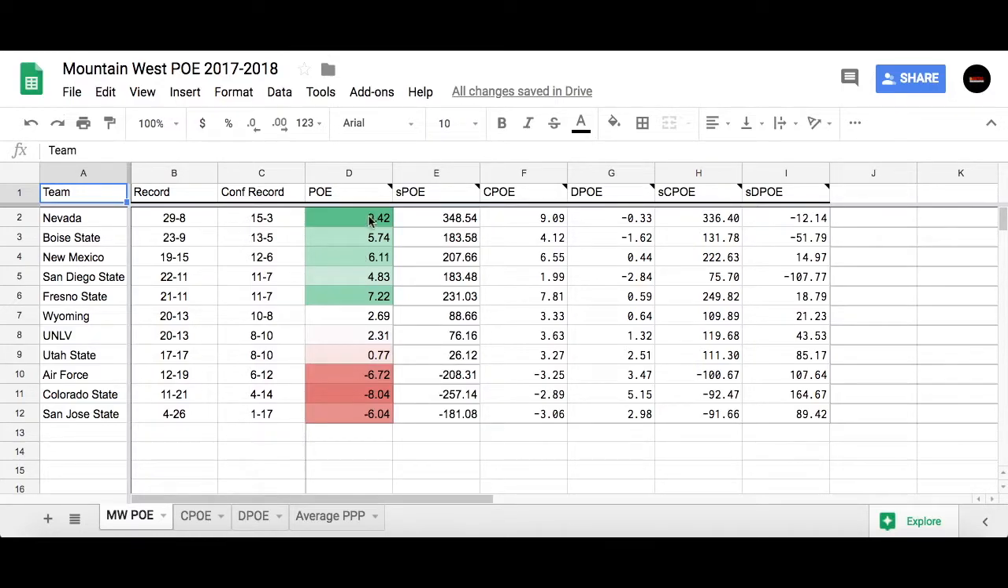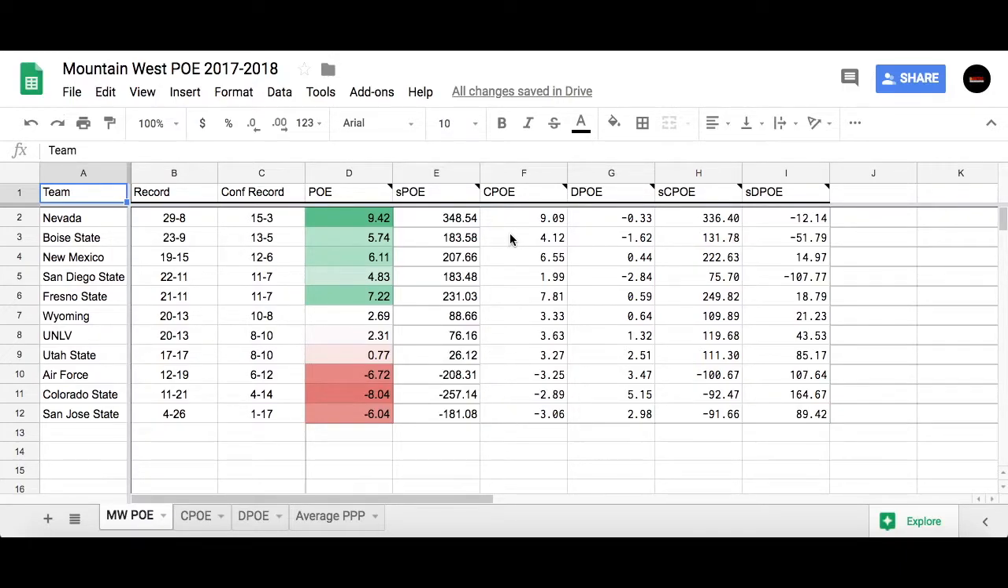Next, we break down the individual components of POE. First, we have CPOE. CPOE stands for created points over expectation. This is just the offensive component of POE. So this just looks at how many shots did a team take or did a player take, what types of shots were they, what is the expected return on those shots, and what did the team actually get, and then what is the difference between what was expected and what the actual return was. So CPOE is pure offense.